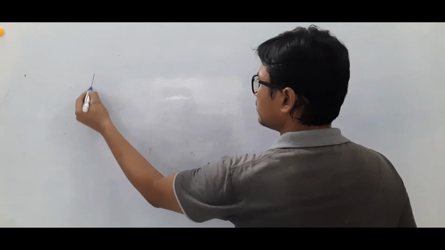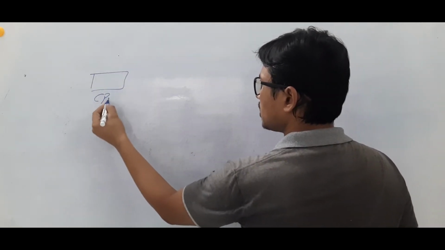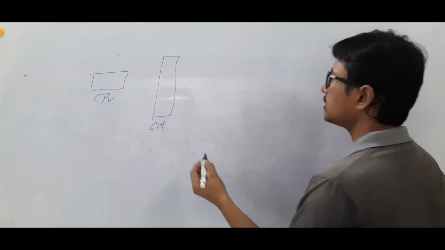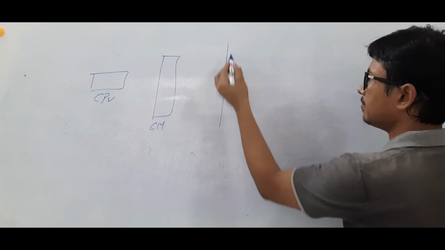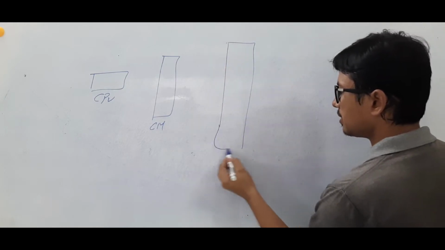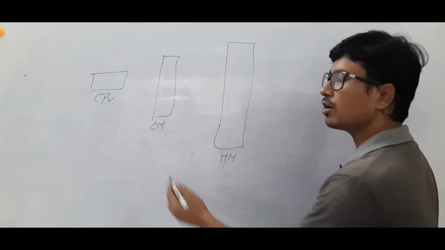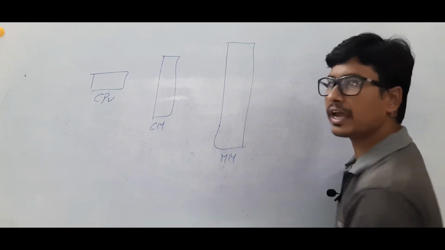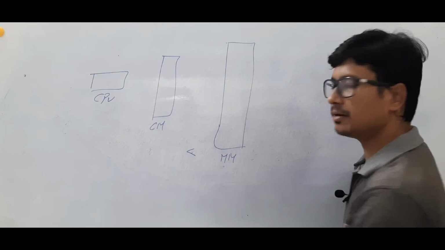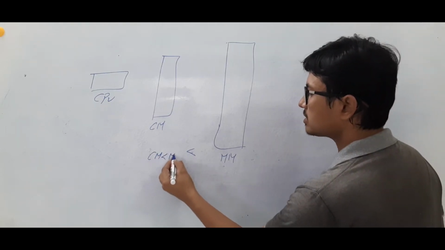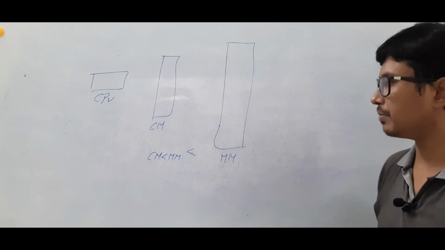If you see, we will have a CPU, and between the CPU and main memory we will have a cache memory, and we will have a main memory after that. And remember one thing, always the size of the cache memory is less as compared to the size of the main memory.